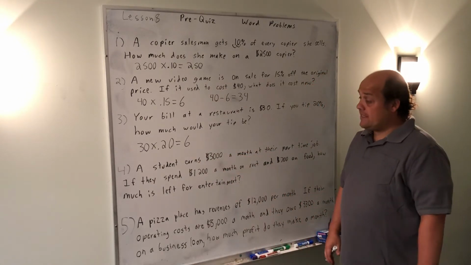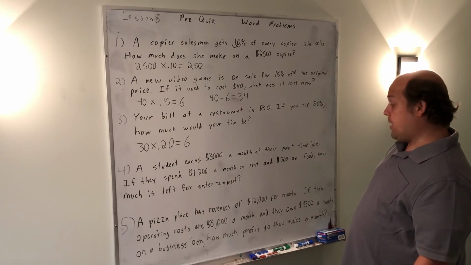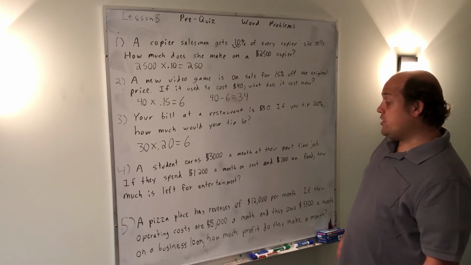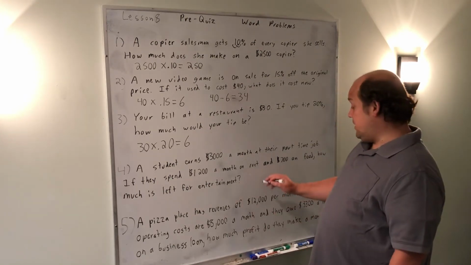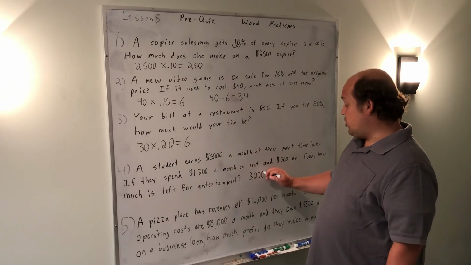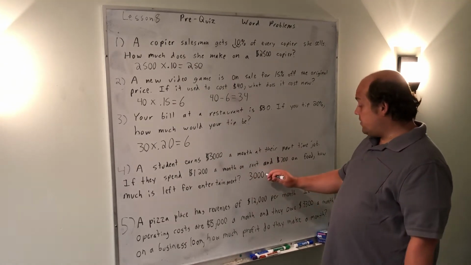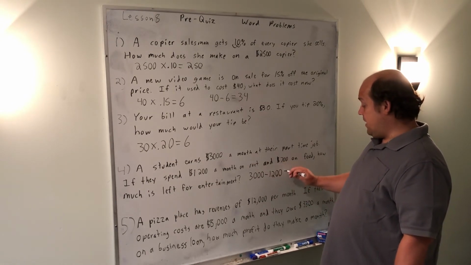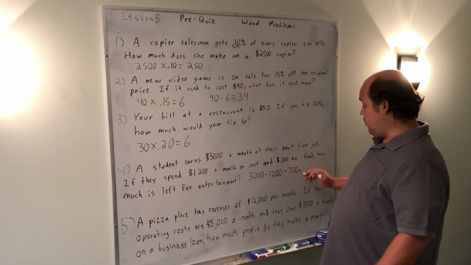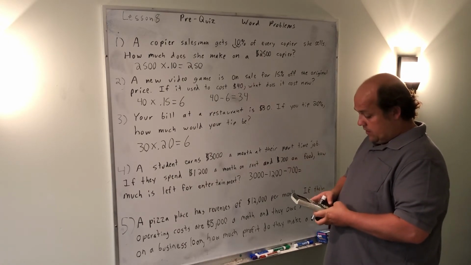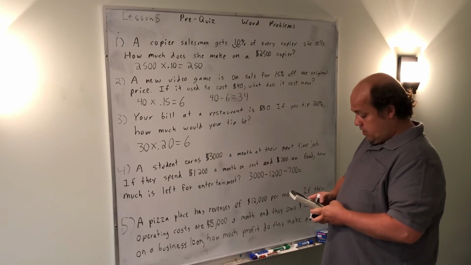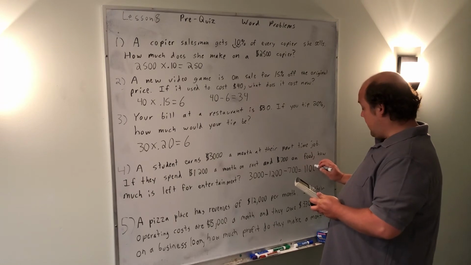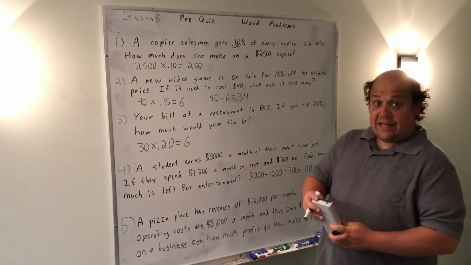In problem 4, it says a student earns $3,000 a month at their part-time job. If they spend $1,200 a month on rent and $700 on food, how much is left for entertainment? So in this case, we need to start with the amount that they got from their part-time job, $3,000. We then need to subtract all the things that they have to spend money on, specifically the $1,200 on rent and the $700 on food. If we take in our calculator 3,000 minus 1,200 minus 700, that's going to get me to my answer of $1,100.